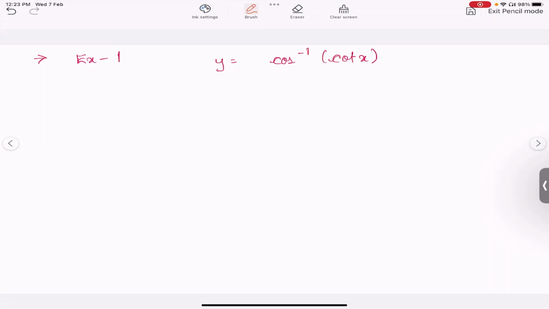So first thing we are going to do is to use the chain rule, and we have to find dy by dx. So first we will take the derivative with respect to x of y, which will be equal to dy by dx will be equal to d by dx of cos inverse of cot x.